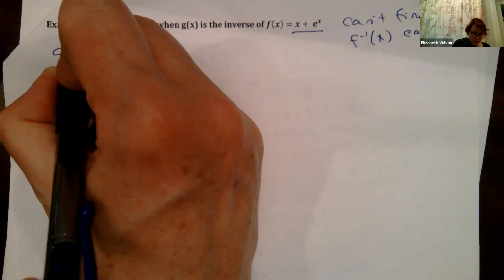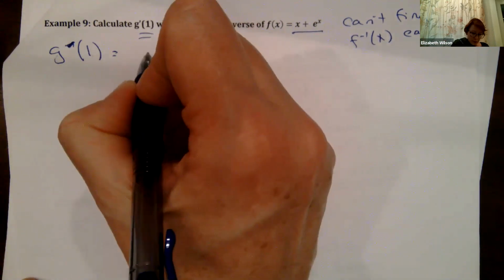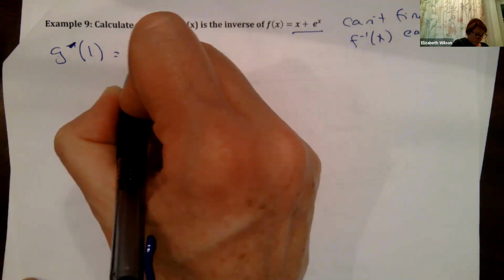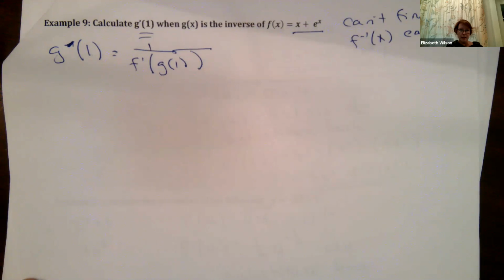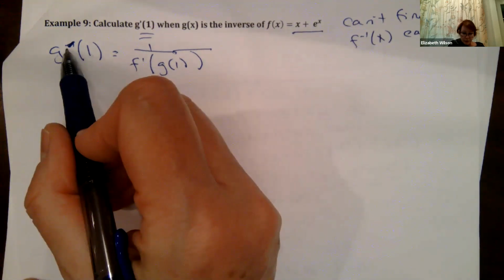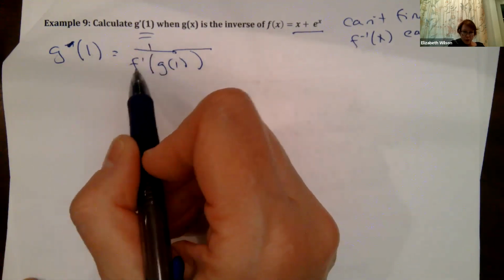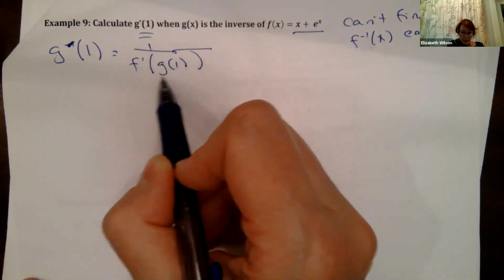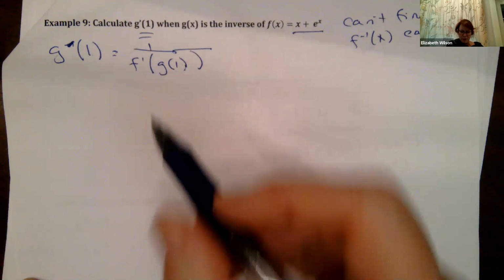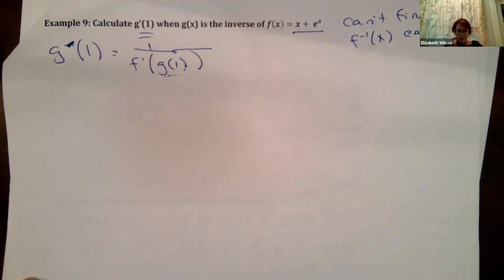whoops, sorry, that's a derivative, and we're going to evaluate that at 1. So this is going to become 1 over, it's going to look like that. This is the derivative of my inverse, 1 over the derivative of my function evaluated at g of 1. If I don't know what the inverse is, how do I calculate g of 1?